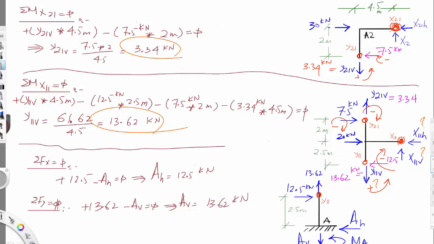Now for the moment, this is straightforward: it is this force multiplied by this distance always. And negative or positive, don't worry about the sign for now. The value matters to us. So moment at A is equal to the force, which is 12.5 kilonewton, multiplied by this distance, which is 2.5 meters. I will get the value for this reaction equal to 31.25 kilonewton meter. So I have these three reactions calculated.